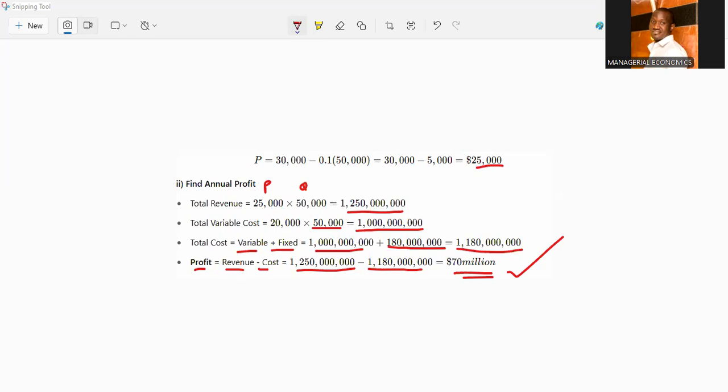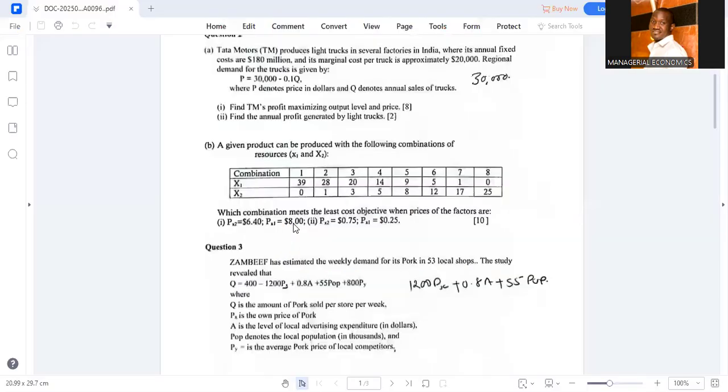Okay. So we go to the question to do with isocosts. What are isocosts? Isocosts are combinations that give us our lowest possible costs. Okay, so we need to look at the least cost combination.